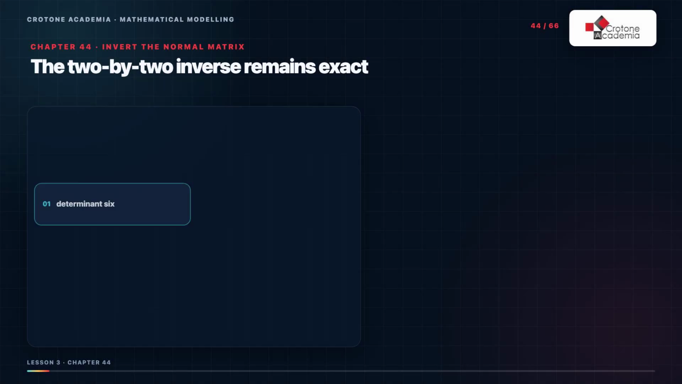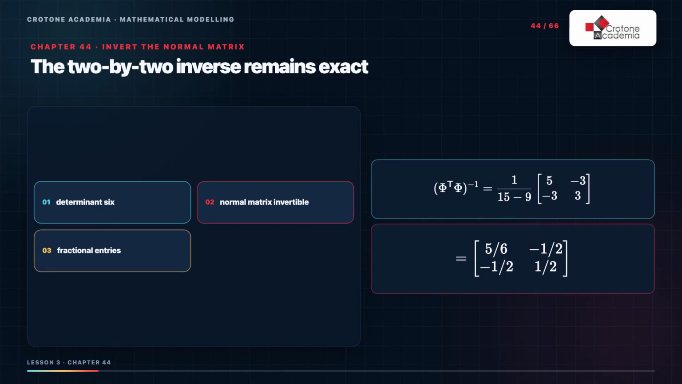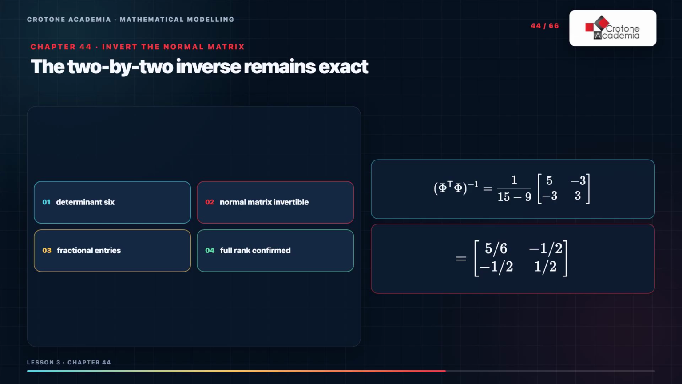The determinant of the normal matrix is 15 minus 9, which is 6. Its inverse is 1/6 times the matrix 5, negative 3, negative 3, 3. In simplified form, the rows are 5/6, negative 1/2, and negative 1/2, 1/2. The non-zero determinant confirms full column rank in this example.